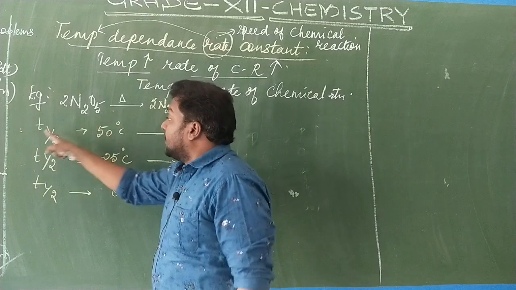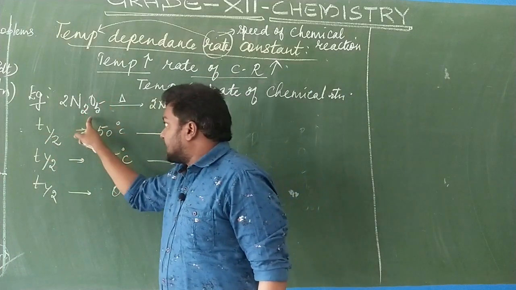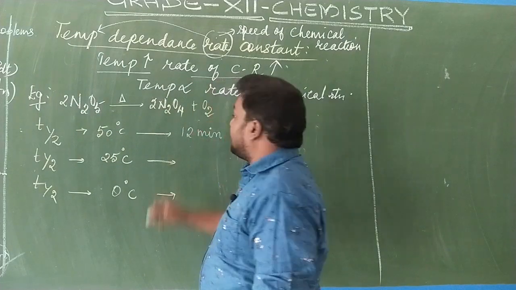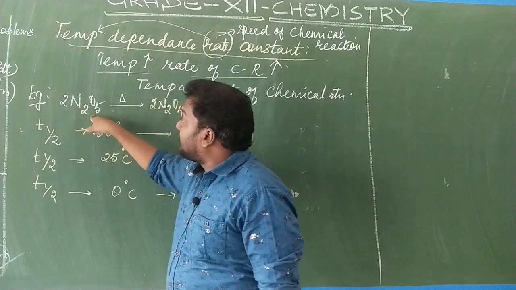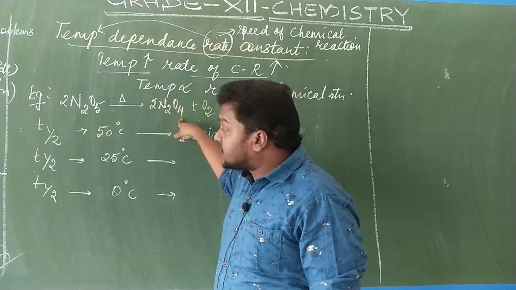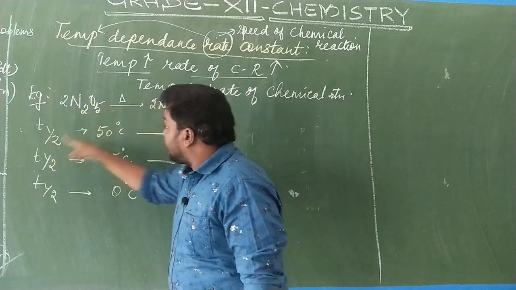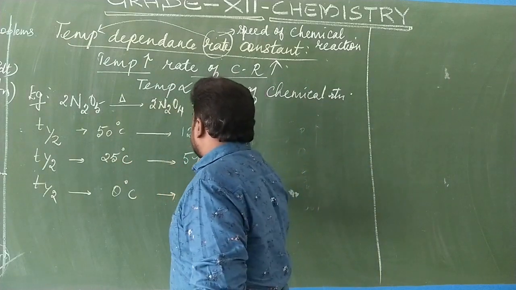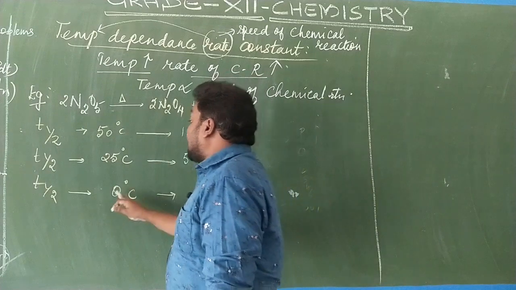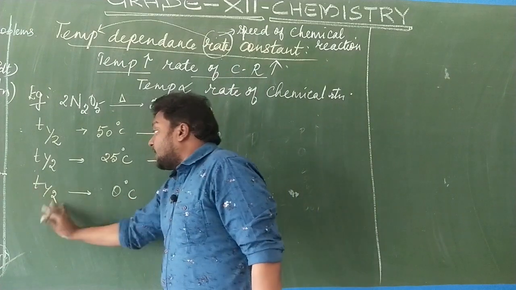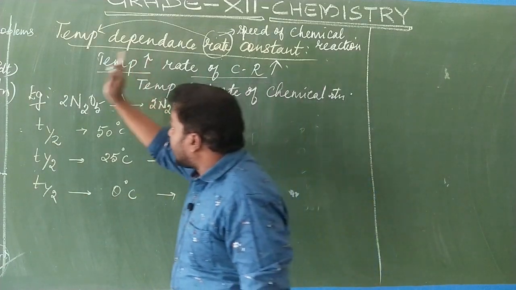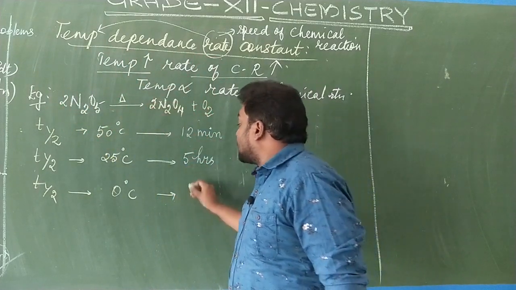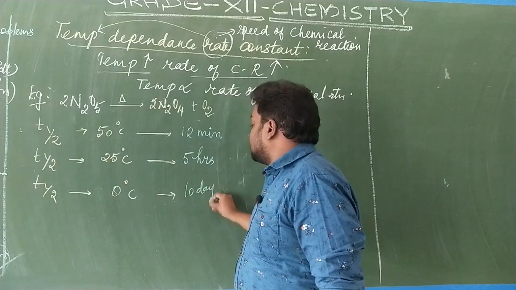The half-life period for nitrogen pentoxide at 50 degrees centigrade takes within 12 minutes for the decomposition of nitrogen pentoxide to form nitrogen tetroxide. At 25 degrees centigrade, it becomes 5 hours. It takes 5 hours. If the temperature is not maintained, the reaction is slow, so the time taken for nitrogen pentoxide to form nitrogen tetroxide will be 10 days.